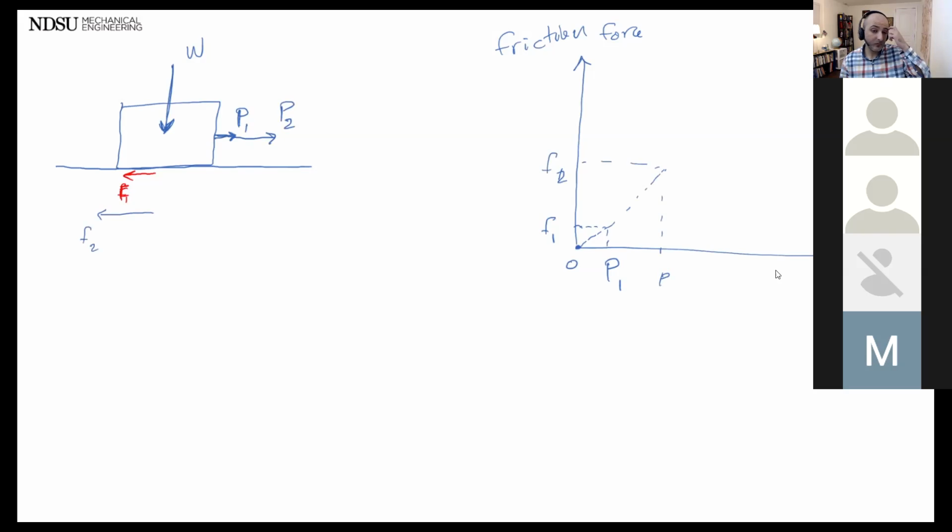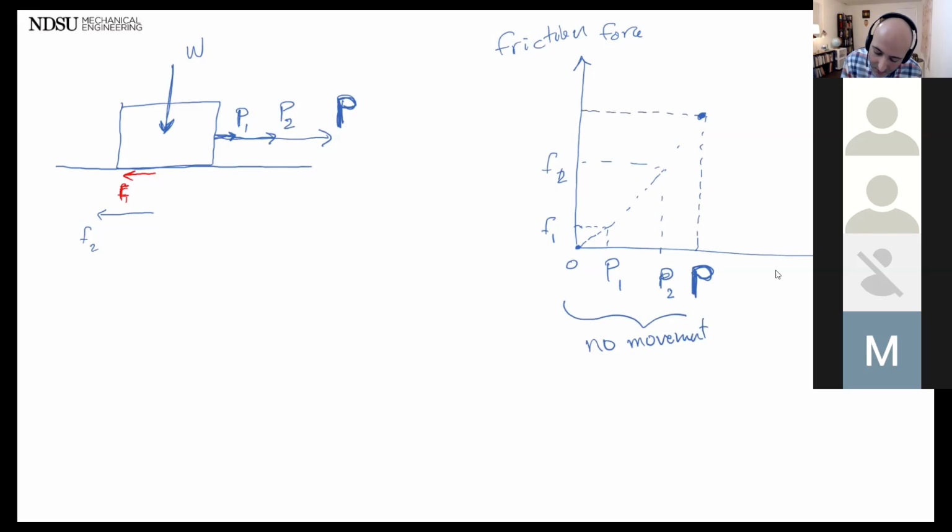Okay, and then I'm going to reach a point where that's the largest force that I can apply before this block starts moving. This is like bold force P. So up to this point, no movement. Everything is standing still. But right now I'm at a point that if I start applying just a little bit more, this block will start moving.